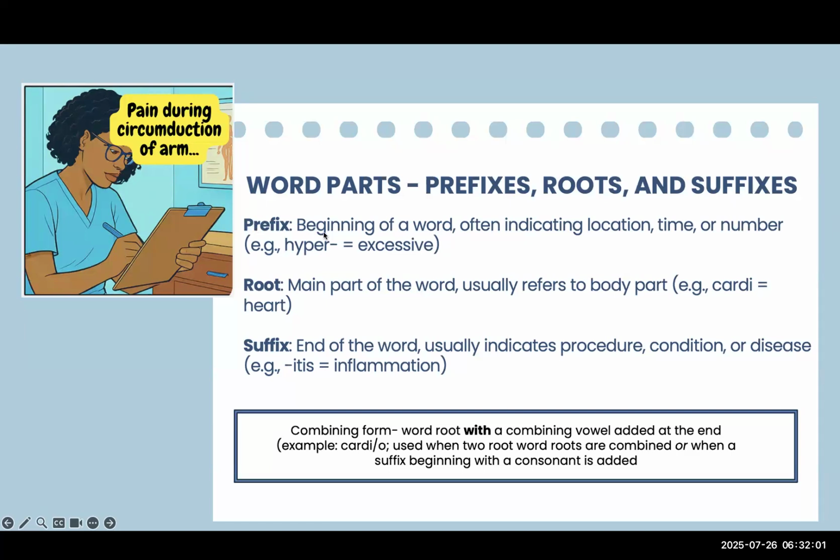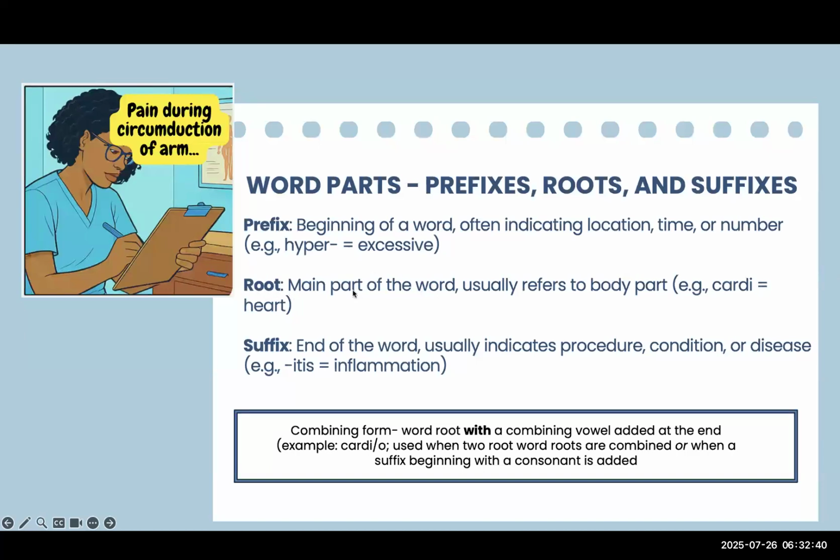We can start with prefix. That's the beginning of a word, often indicating things like location, time, number, or quantity, or amount. So let's take a look at an example. Hyper. Now, most likely in life, you've probably heard this in some context. For example, my almost 9-year-old son is pretty hyper, but that just means he has a lot of energy. But if you saw this in a medical word, maybe hypertrophy, it would mean maybe excessive growth or something's getting a little too large, larger than normal, let's say.